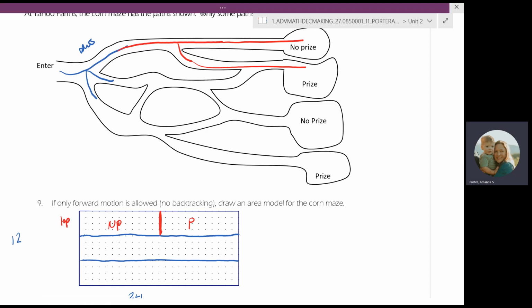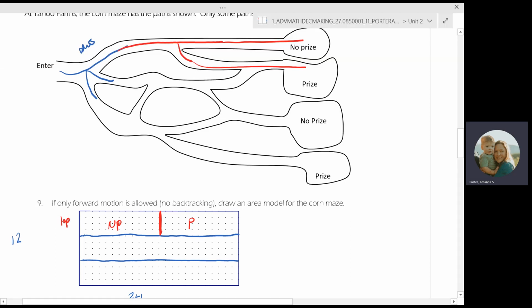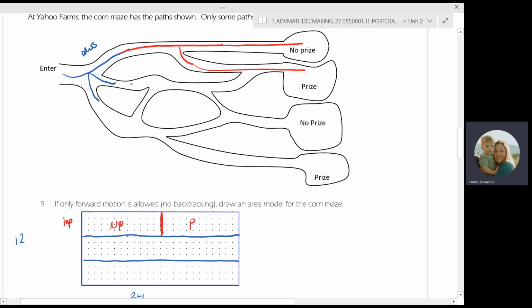All right, let me get another color. Let's go with green for this middle one. Now, remember with these paths, we are only moving forward. If it looks like you're going to have to head backwards, we're not going to count it as a split. So this green one, while that looks like it should be a split right there, it only goes backwards, so I can't count it as a split. I just keep moving forward.